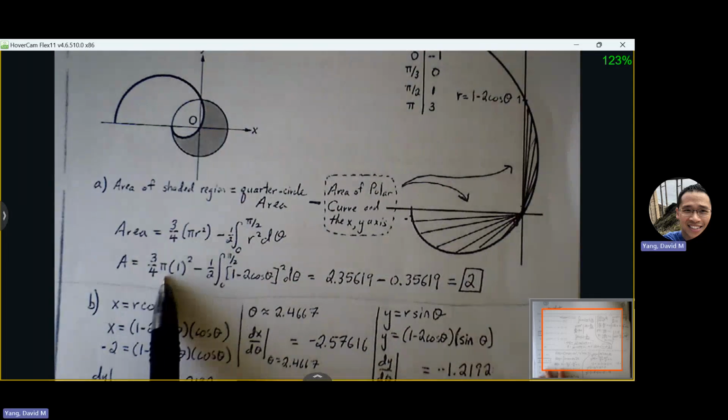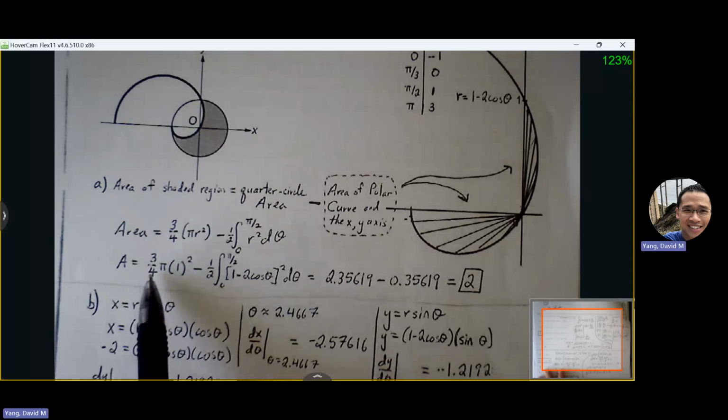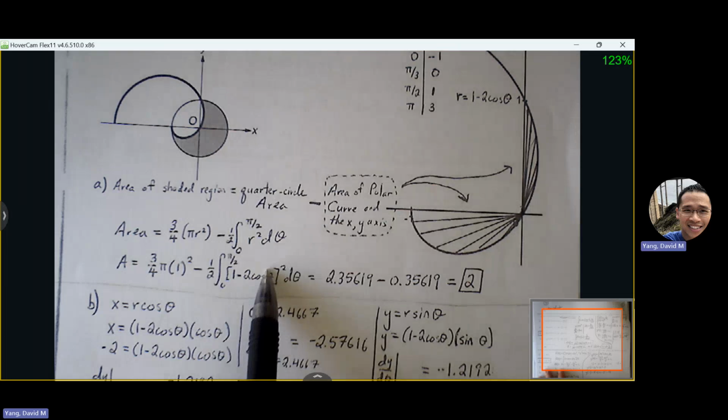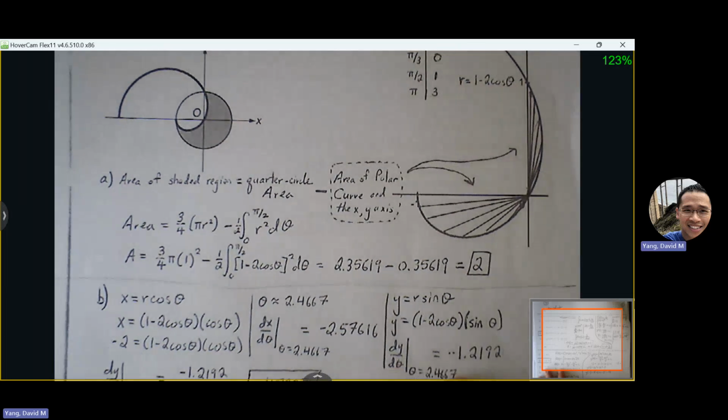So part A ends up just giving us that the radius of this quarter circle, or of the circle, is 1. So 3/4 is pi r squared, pi times 1 squared, minus 1/2 integral from 0 to pi over 2 of r squared d theta, and then the decimal value gets us down to 2.